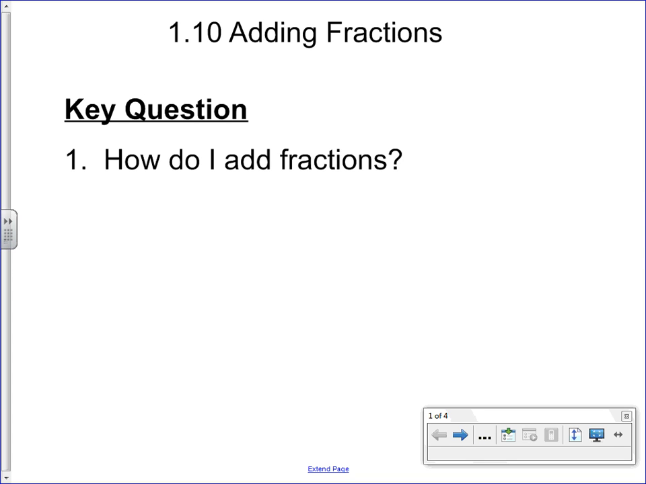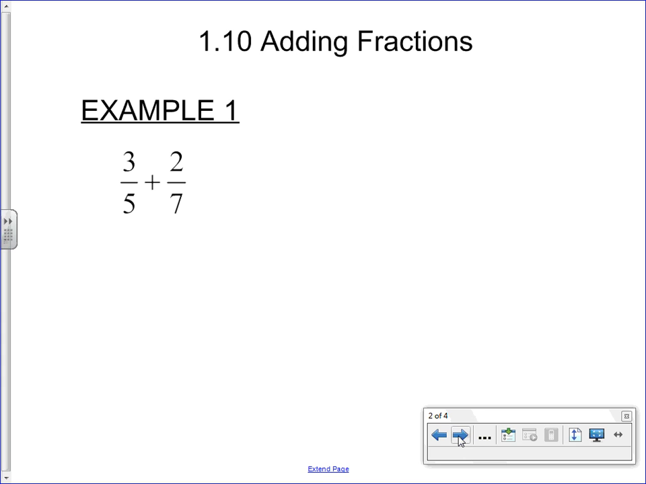In this lesson, we will be adding fractions. At the end of this lesson, you should be able to answer the question, how do I add fractions? Let's talk about how to add fractions that do not have a common denominator.